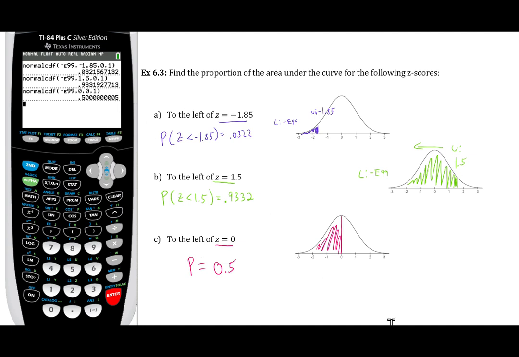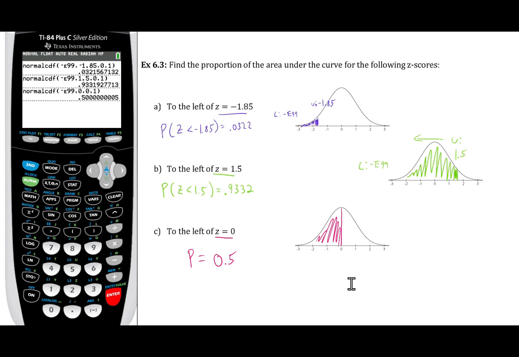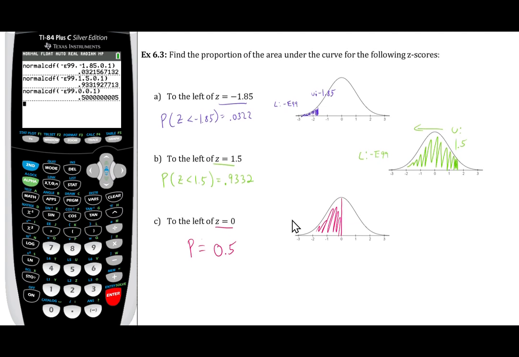Remember that these technology devices are using integral calculus to get these answers. So there must have been something happening with rounding and really small place values. We don't need to worry about this. This is going to be 0.5.